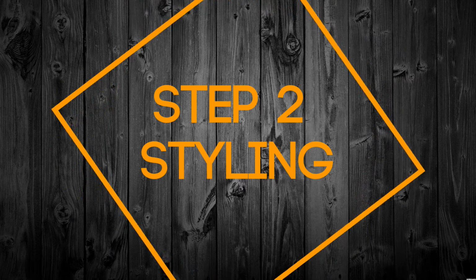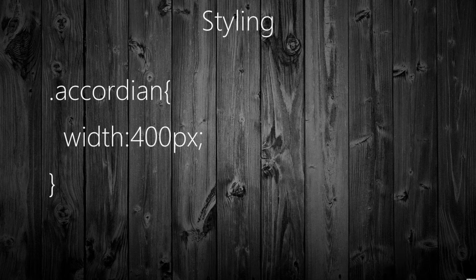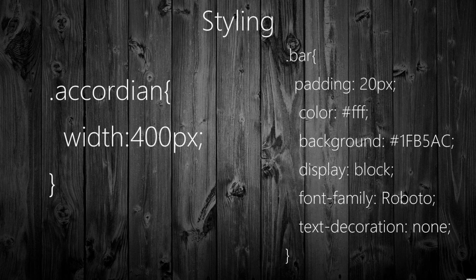And at first, we'll be styling our main container, that is the div with class accordion. And what we'll be doing is setting the accordion class to width 400 pixels, no height, and nothing else. Then secondly, we'll be styling the bar anchor. First of all, we'll be setting it to display block. Secondly, we're gonna set it to padding 20 pixels.